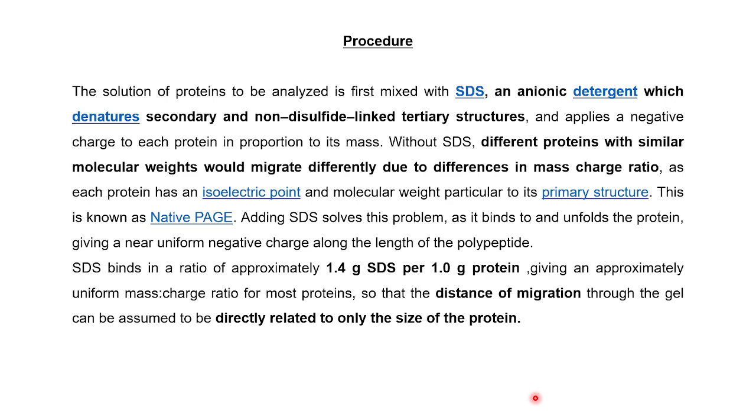Now, adding SDS solves this problem as it binds to and unfolds the protein, giving a near uniform negative charge along the length of the polypeptide. SDS binds in a ratio of approximately 1.4 grams of SDS per 1 gram of protein, giving a uniform mass-by-charge ratio, so that the distance of migration in the gel can be assumed to be directly related only to the size of the protein.